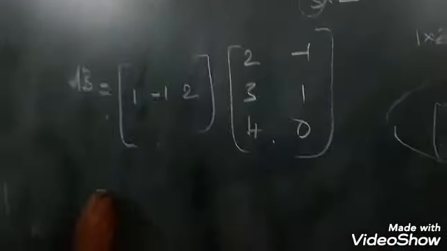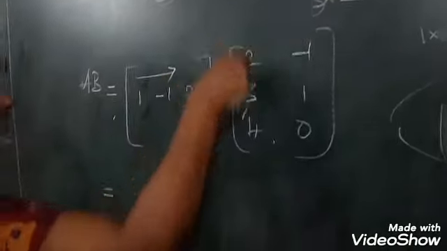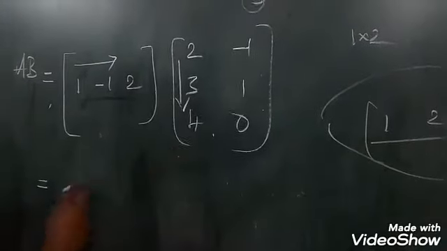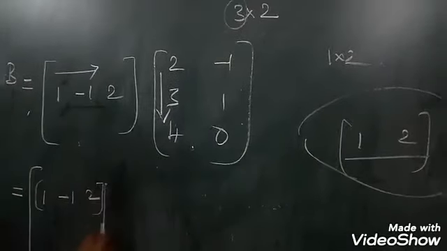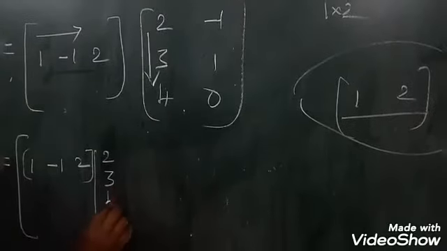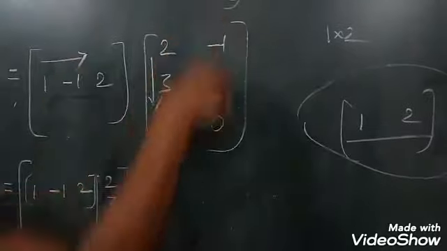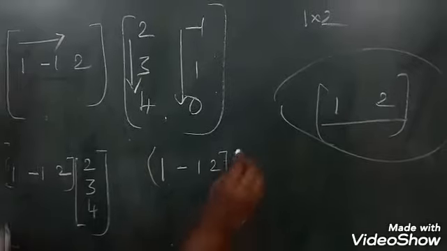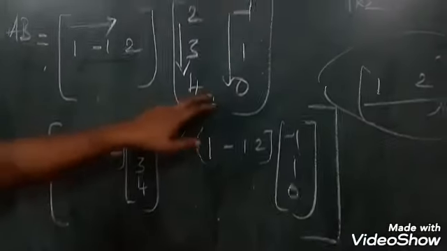See girls, in the multiplication rows and columns should be multiplied. First row, first column, so first element. First row, first column: what are the elements here? 1, minus 1, 2. What is the column here? 2, 3, 4. This is called the first element. Okay, then first row, second column. See girls, first row what? 1, minus 1, 2. Here we write the L shape. Okay girls, now you have to close the bracket, because 2 columns are there.